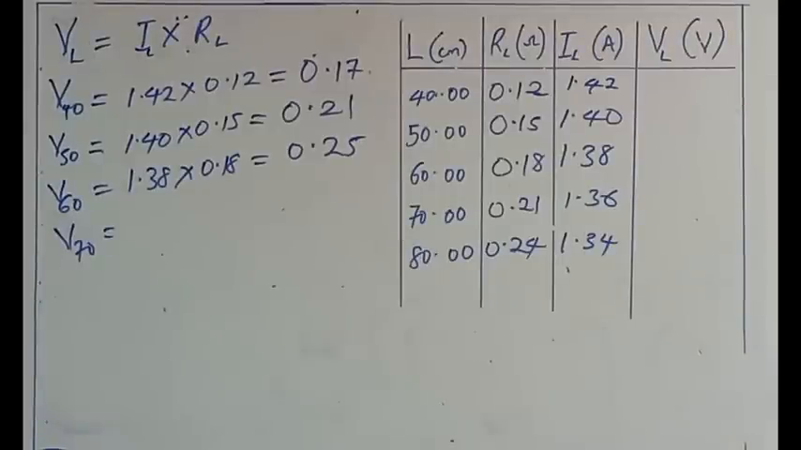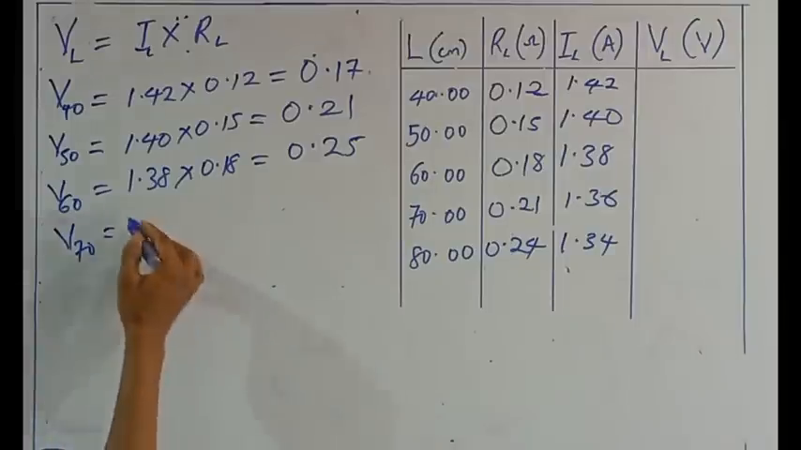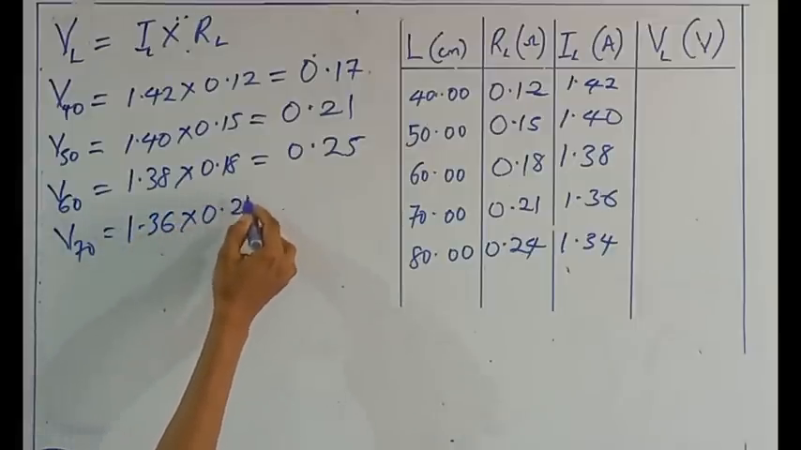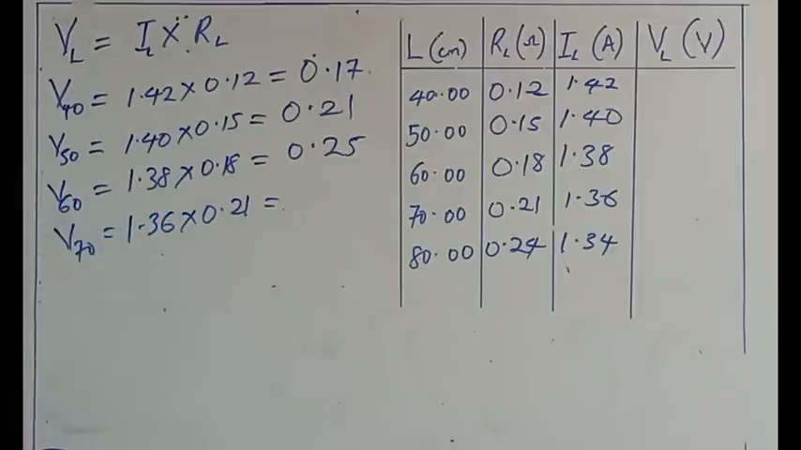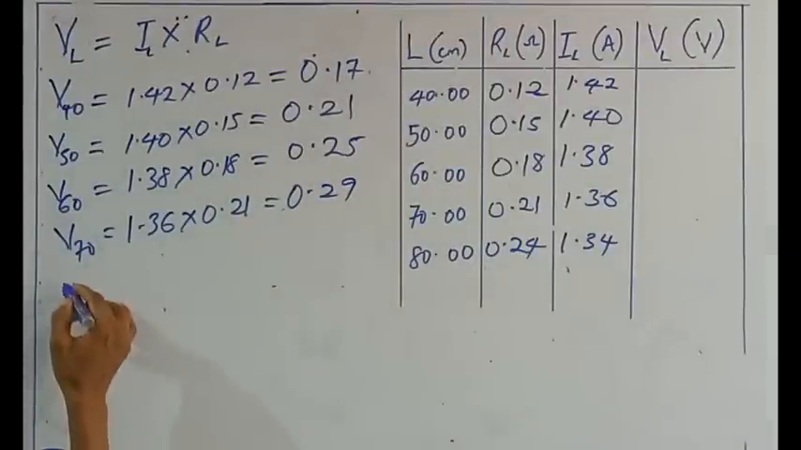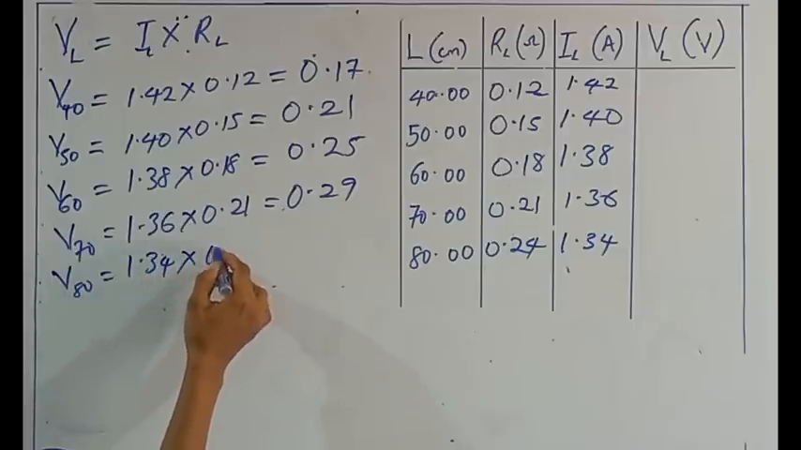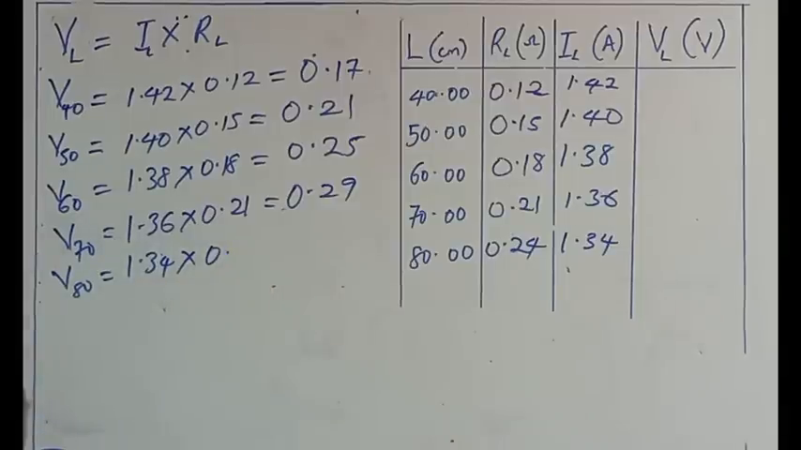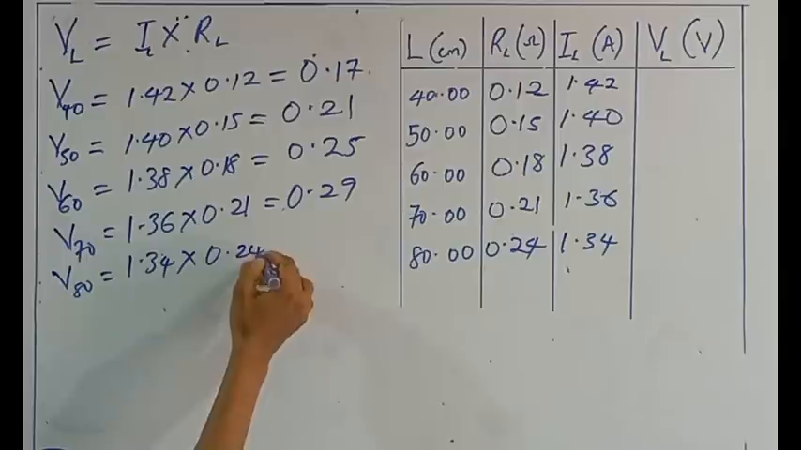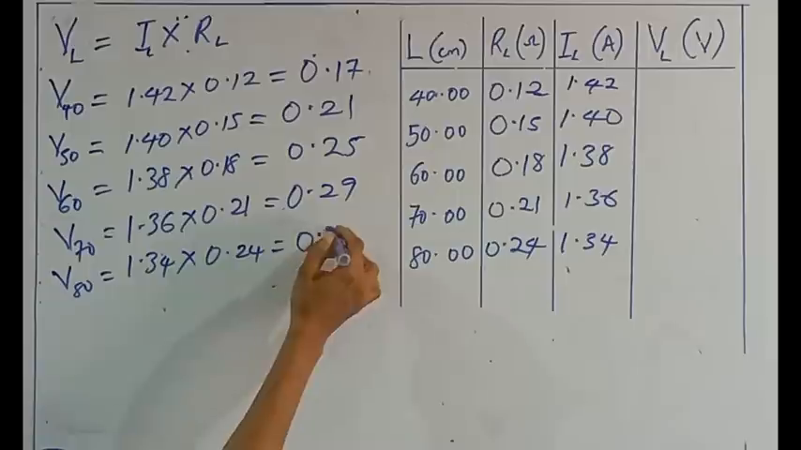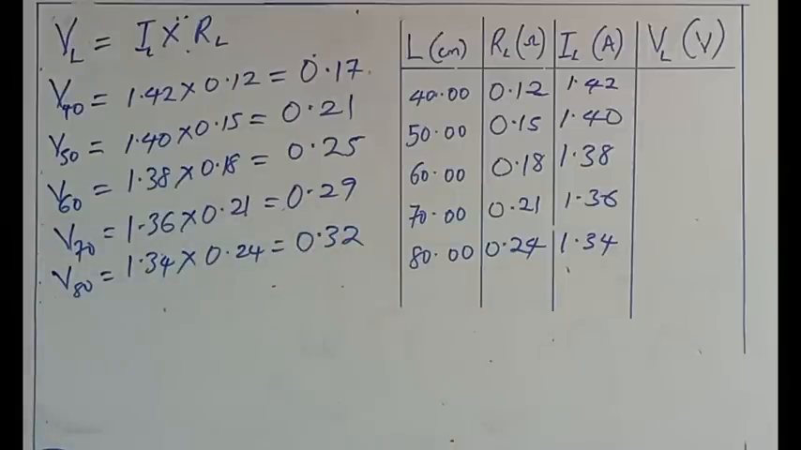Before the exam, I will work on the practical proper. For now, let's see the manipulation before the main video. So this one we can have 1.36 times 0.21, which will give us 0.29. Then for V80, we have 1.34 times 0.24, which will give us 0.32. These are the values we have.